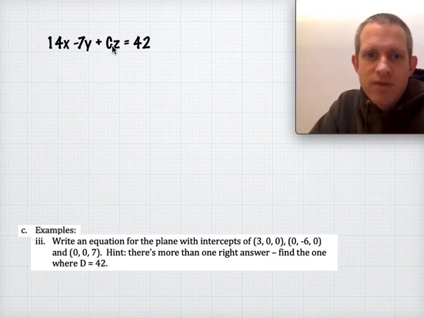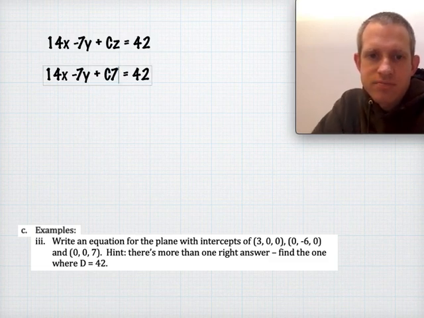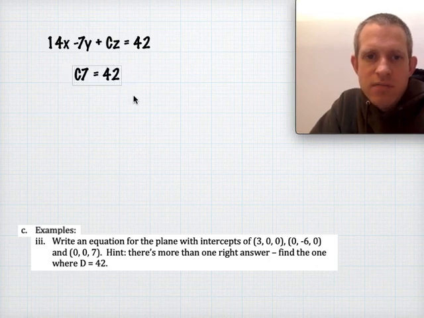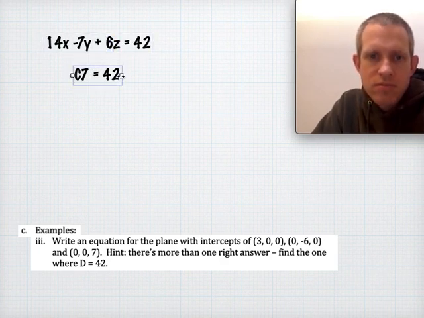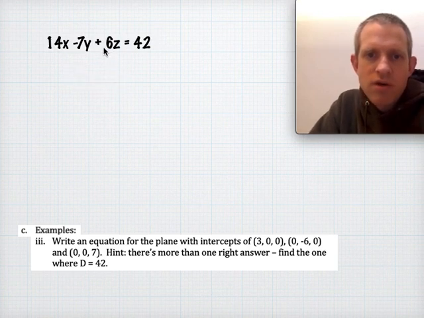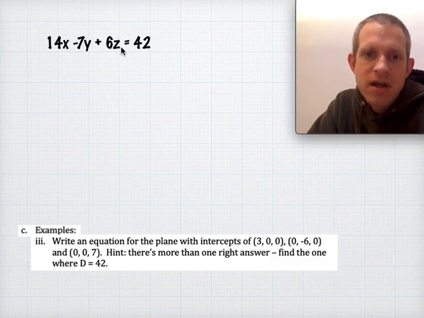And finally, if we want to figure out what number goes in front of z, then we need to put a 0 in for x and a 0 in for y and a 7 in for z and see what we get. I'll get rid of these guys because those are zeros. And I'd have to divide both sides by 7. And so c would have to be a 6. So this is one of many different equations that would have an x-intercept of 3, a y-intercept of negative 6, and a z-intercept of 007, James Bond.